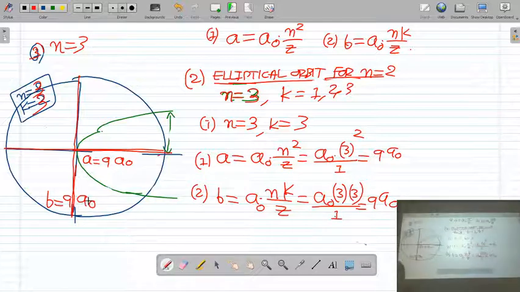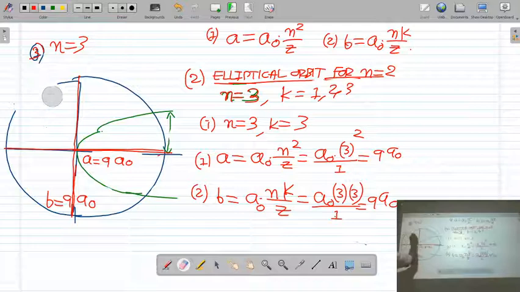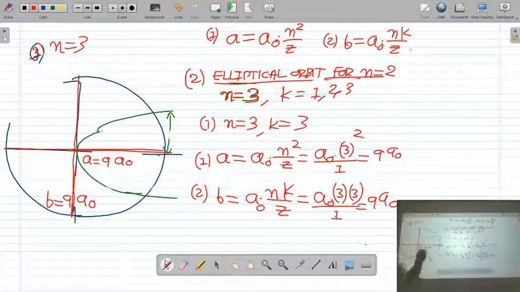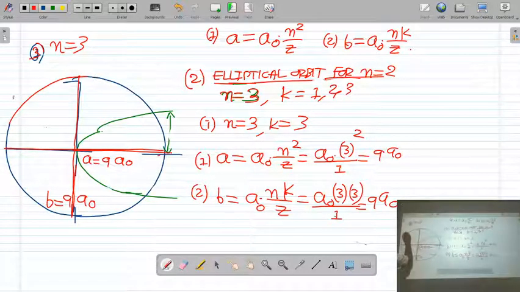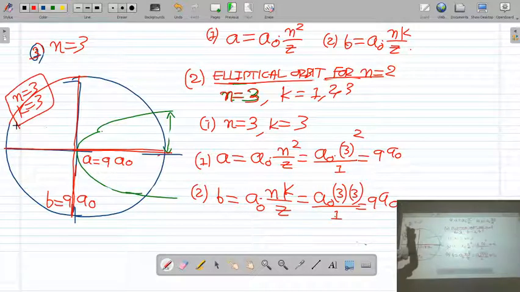Right? So for n is equal to 3 and k is equal to 3, we get a circular orbit. So semi-major axis is 9a0 and semi-minor axis b is also 9a0. So this is a circular orbit of radius 9a0.